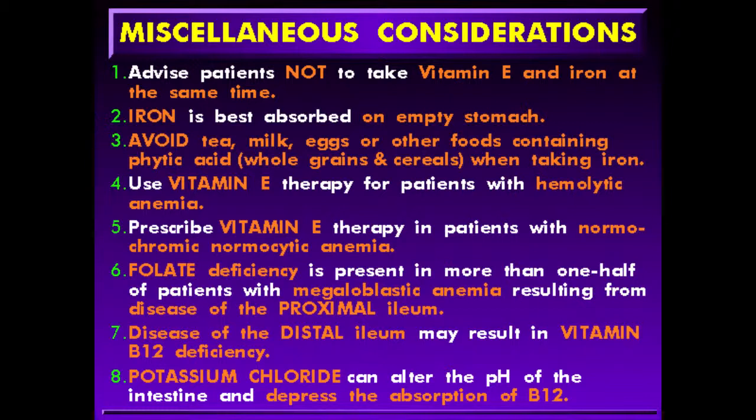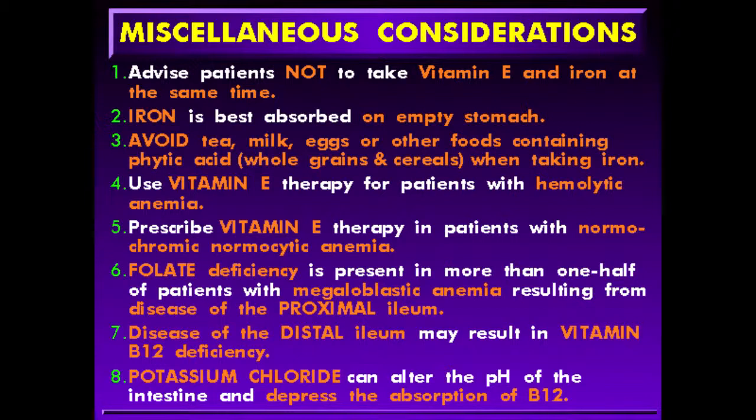Third, patients with hemolytic anemia should be placed on vitamin E therapy, approximately 800 international units per day, as it can mop up free radicals. Fourth, as mentioned earlier, patients with normochromic normocytic anemia should be placed on vitamin E therapy. This will protect the red blood cell phospholipid envelope from free radical damage.